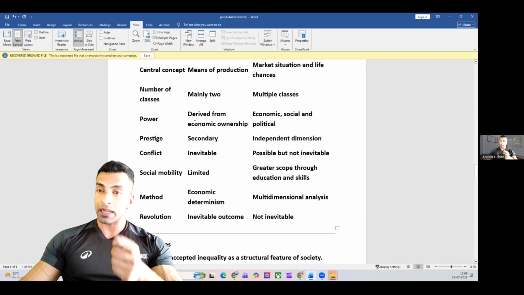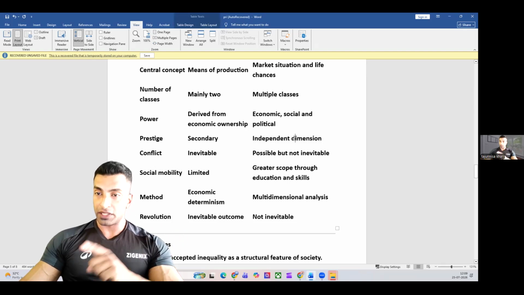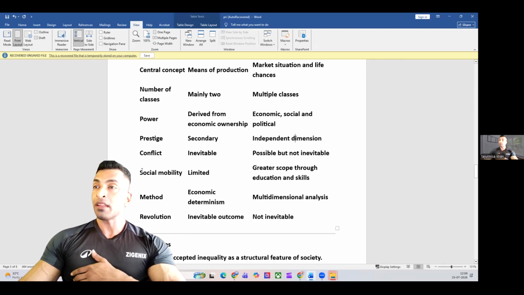Prestige is secondary for Marx. If you have economic power, automatically prestige and power and everything is there. Here, it is independent of dimension. Even if you are economically not powerful, still you can have prestige. For example, a college professor or a scholar or a priest: economically not that powerful, but prestige is high.